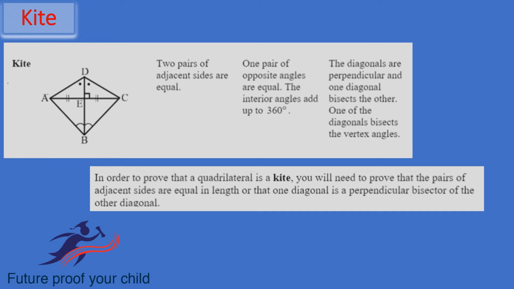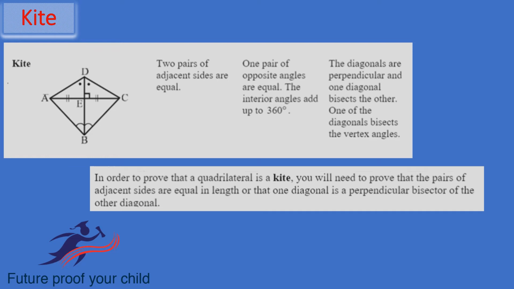And then the kite. Two pairs of adjacent sides are equal. One pair of opposite angles are equal. The interior angles add up to 360 degrees. And then the diagonals are perpendicular and one diagonal bisects the other. One of the diagonals bisects the vertex angles, and we've indicated it on the diagram.